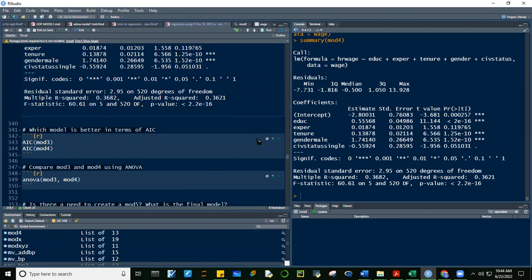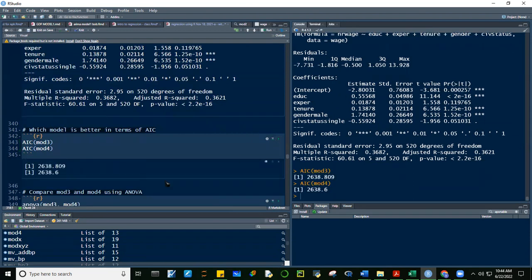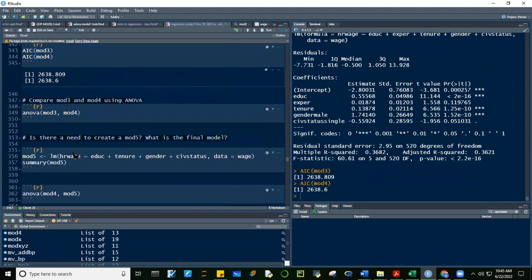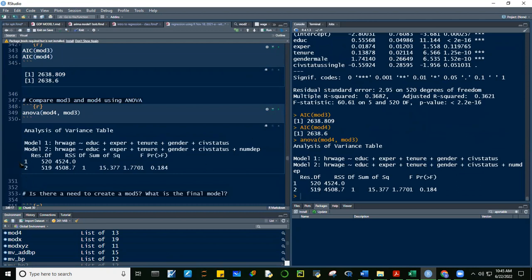Take note, guys, model 4 natin yung restricted, yung mas konti. So, in terms of AIC, si model 4, yung restricted. In terms of adjusted R squared, mas mataas si model 3. Kaya nga hindi lang isa yung ginagamit natin na parameter to decide. And more important than that, yung ANOVA natin, model 3, gawin natin yung restricted natin, model 4, and then model 3, unahin natin yung restricted.